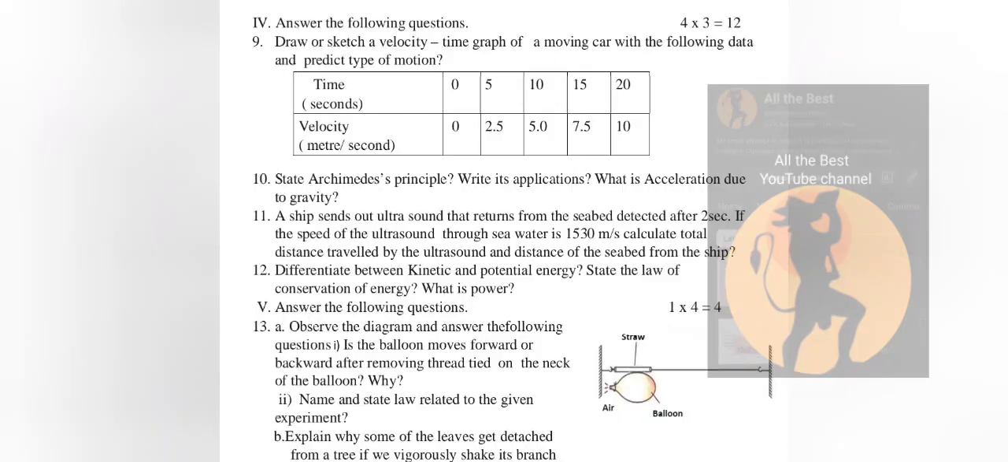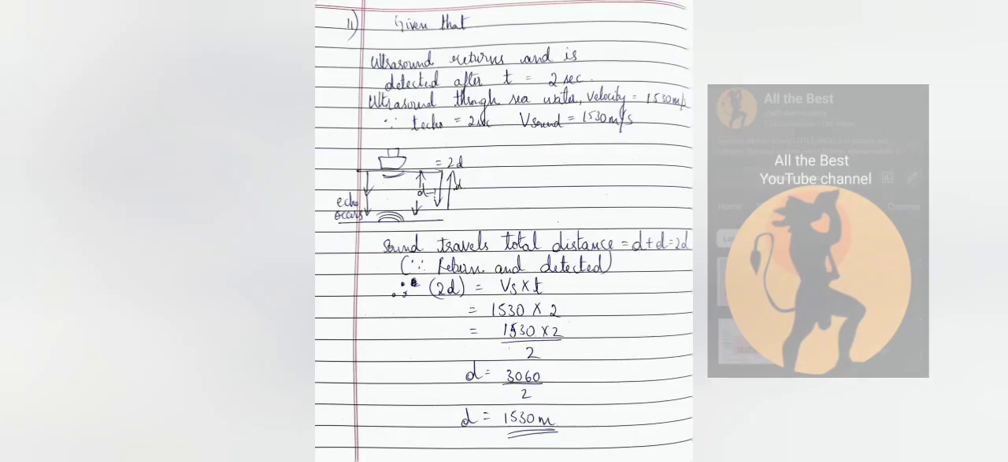So 11th question: a ship sends out ultrasound that returns from the seabed and is detected after 2 seconds. If the speed of the ultrasound through the sea water is 1530 m/s, calculate the total distance traveled by the ultrasound and the distance of the seabed from the ship. See, here it is given that the ultrasound returns and is detected after t seconds, which is 2 seconds. The velocity of ultrasound through the sea water is 1530 m/s. So t echo is 2 seconds, v sound is 1530 m/s.